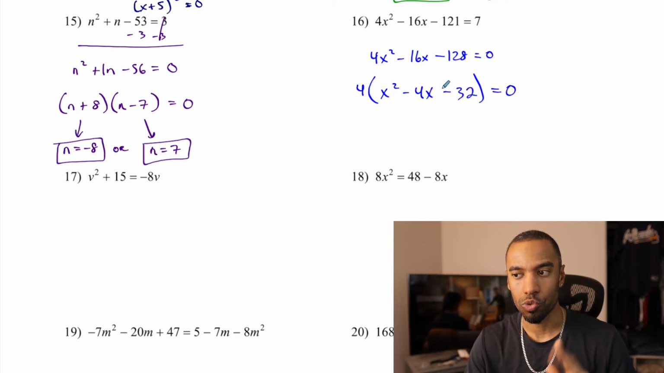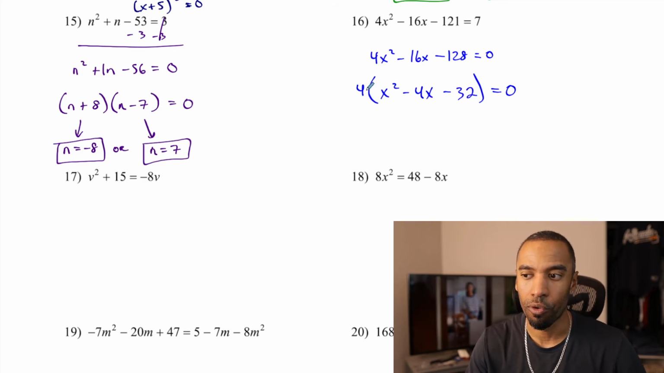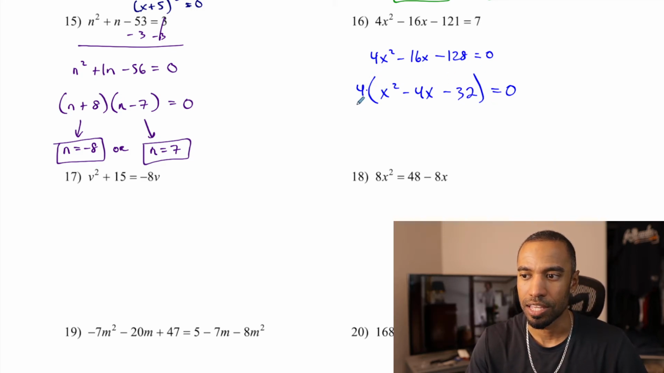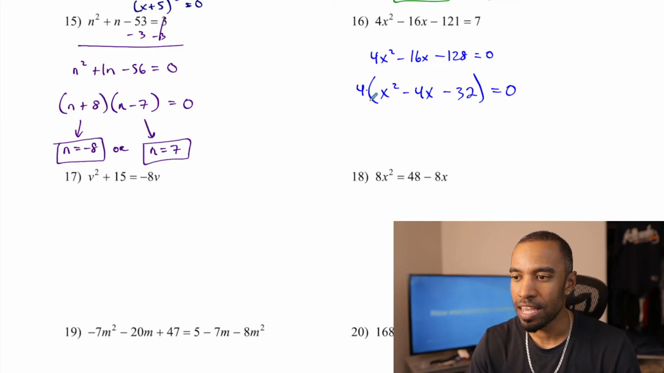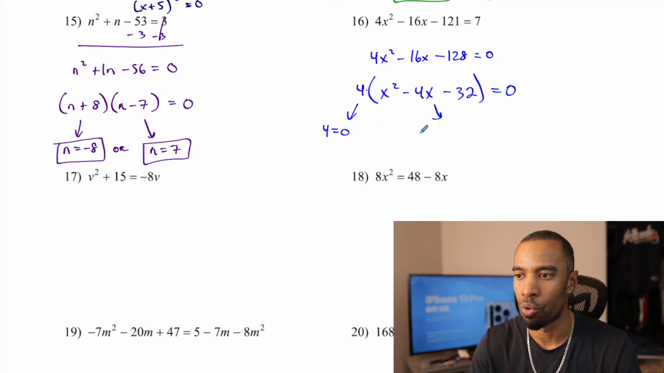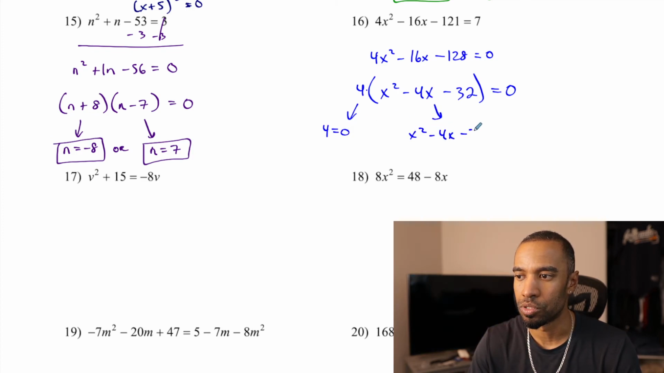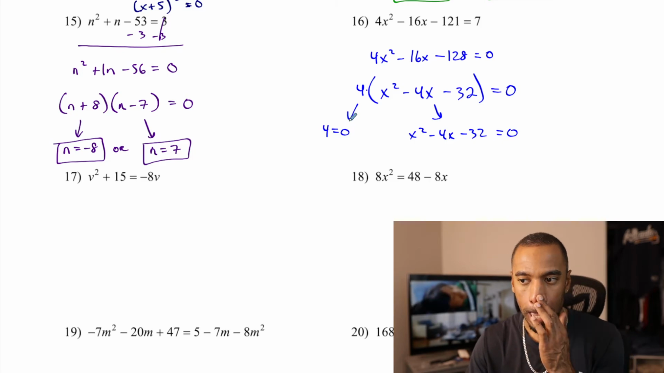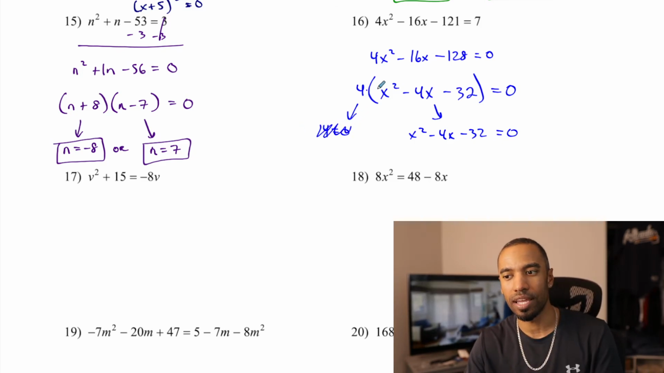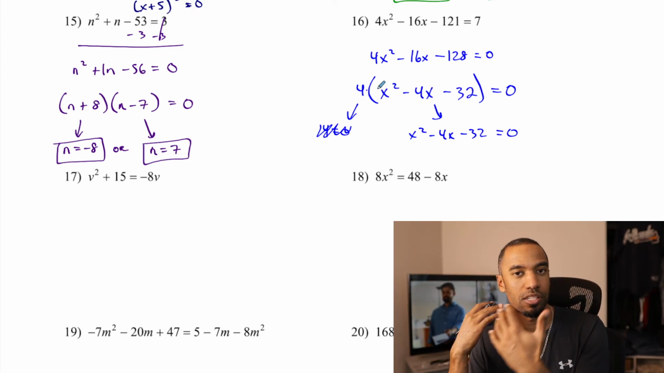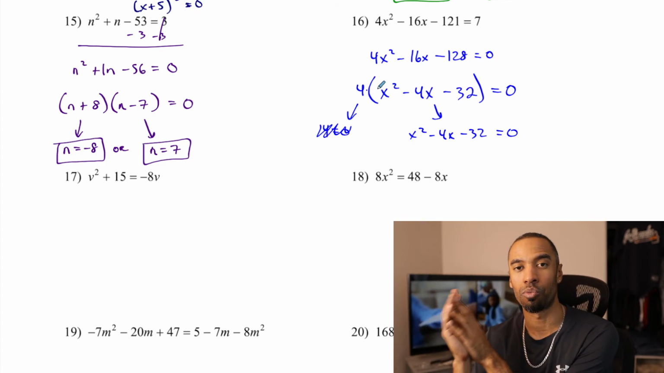We have a product right here. Do you agree? This is 4 times this. It's like A times B. So if we said, hey guys, if A times B equals 0, then either A equals 0 or B equals 0. Well, guess what? 4 can't equal 0. So that's out, right? We're ignoring that. That's not a part of what's being considered for our solution set. 4 is irrelevant to the problem.